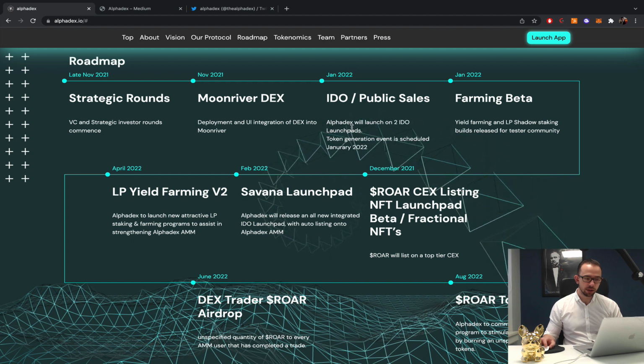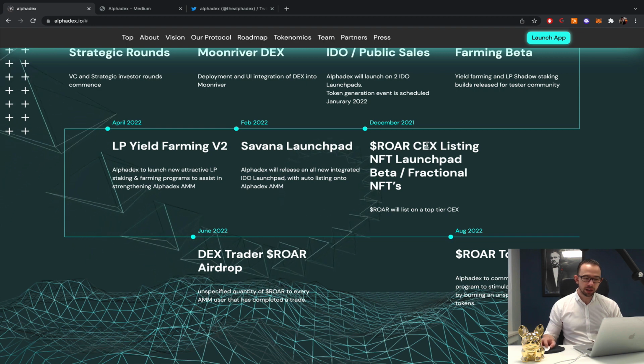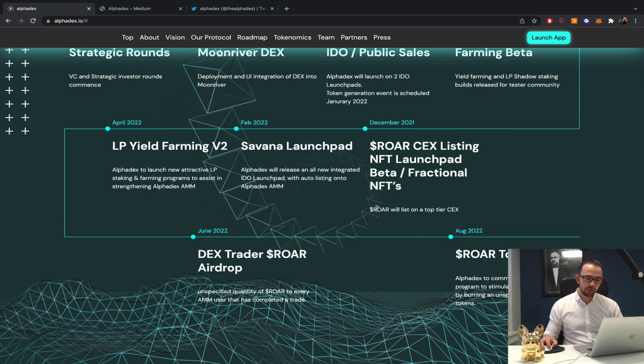IDO and public sales. Alphadex will launch in 2 IDO launchpads. Token generation event is scheduled January 2022. The farming beta, yield farming, and liquidity providing shadow staking build released for the tester community, that's already live. Then the centralized exchange listing, NFT launchpad beta, fractional NFTs. Roar will list on a top tier centralized exchange.